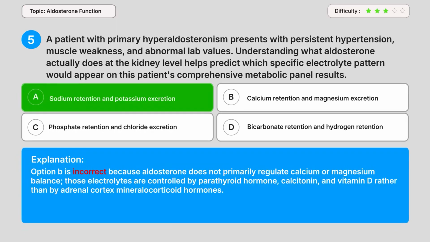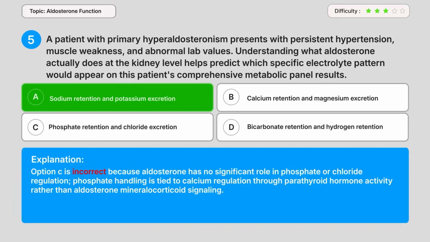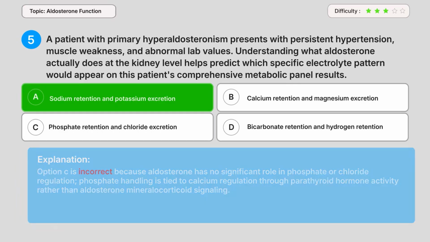Option B is incorrect, because aldosterone does not primarily regulate calcium or magnesium balance. Those electrolytes are controlled by parathyroid hormone, calcitonin, and vitamin D rather than by adrenal cortex mineralocorticoid hormones. Option C is incorrect, because aldosterone has no significant role in phosphate or chloride regulation. Phosphate handling is tied to calcium regulation through parathyroid hormone activity, rather than aldosterone mineralocorticoid signaling.